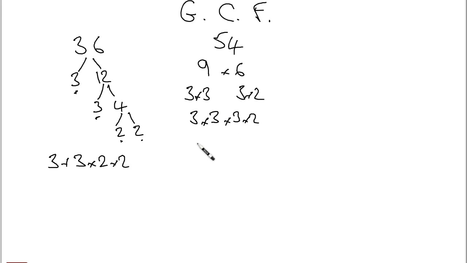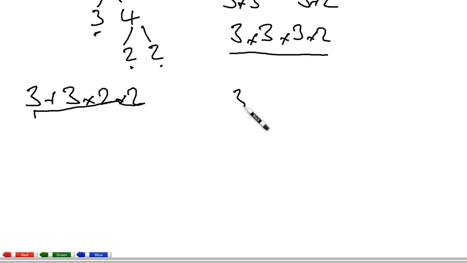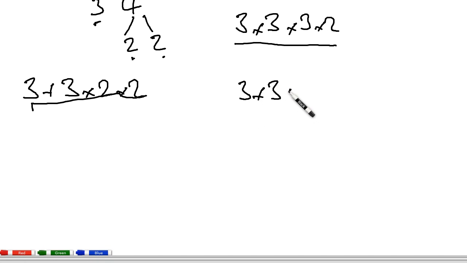Now let's just find the common factors from this list and this list. And what I can see there is I've definitely got a 3 times 3 times 2. Basically both of them have a pair of 3's and both of them have at least one 2. So when I multiply these ones out, 3 times 3 times 2 is 18. The greatest common factor of 36 and 54 is 18.